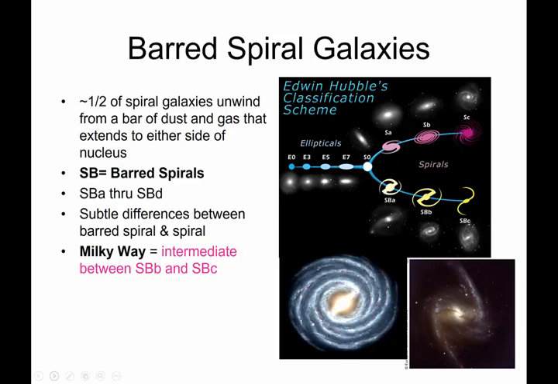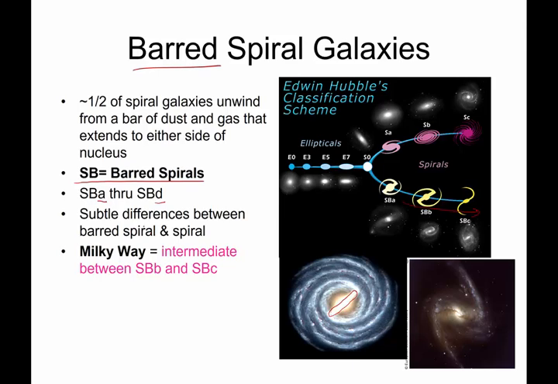The next type of galaxy are barred spirals. Barred because in the center of the galaxy, instead of it being a round shape, there is a shape that looks like a bar. These are abbreviated SB for barred spirals, and then again there is a letter behind it to indicate if they're near the center or the outside edge.